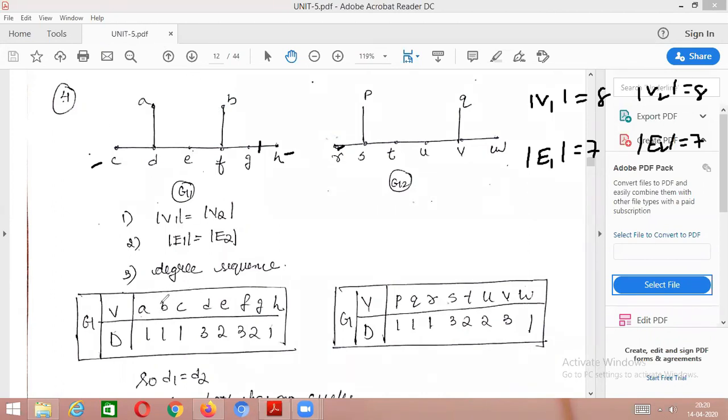Degree of the sequence A, B, C. What is the A degree? How many edges? 1. Degree 1. B degree 1. Next C. How many edges? 1. Next D. D, how many edges? D has 1, 2, 3.